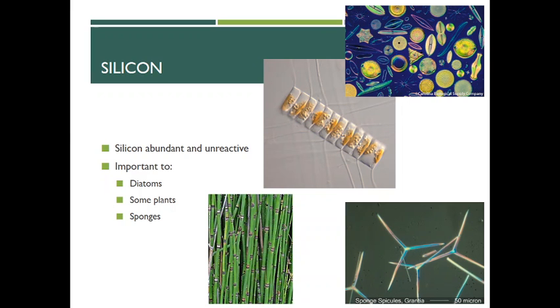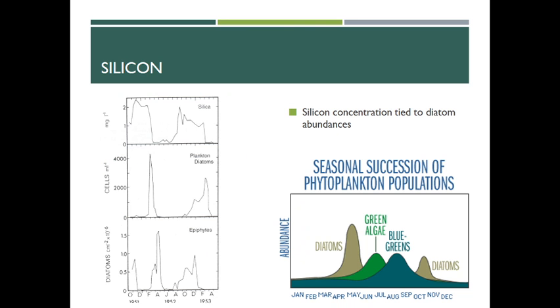The last thing I want to talk about then is silicon. Silicon is essentially glass, right? And it's most important to diatoms. Some plants like this horse-tailed equisetum will use it to strengthen their cell walls and for structure. Sponges use it in their bodies to make these little Mercedes symbols, but they're spicules, these little sharp things. But diatoms are doing the most important thing. And what we can see is that silica is really tied to diatom abundances.